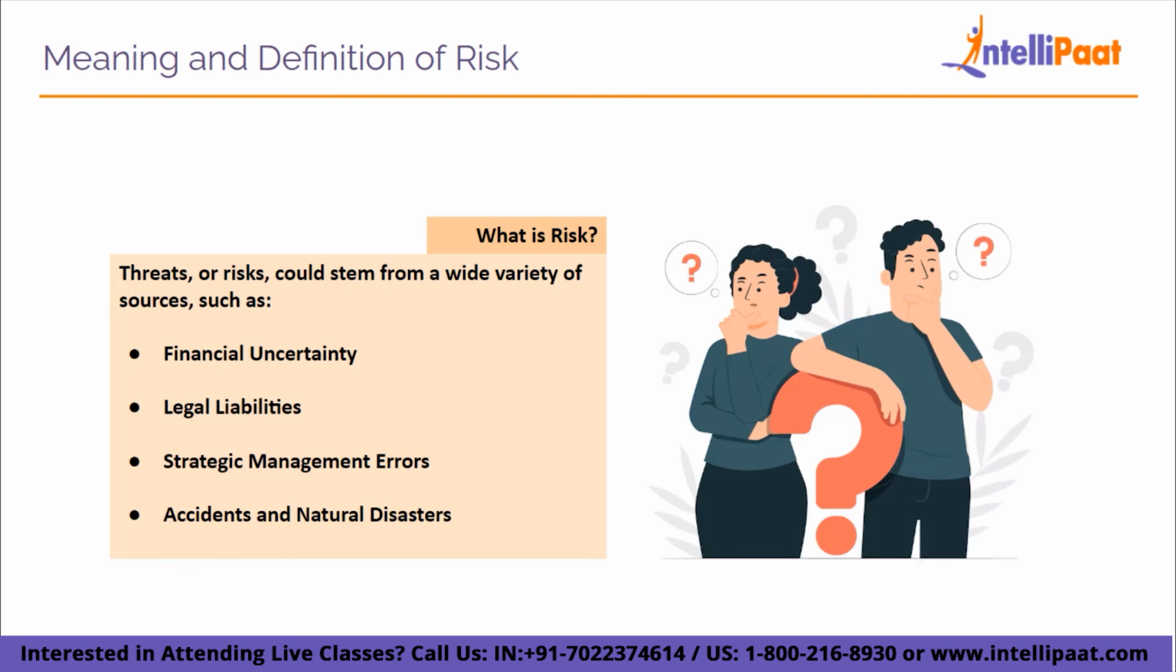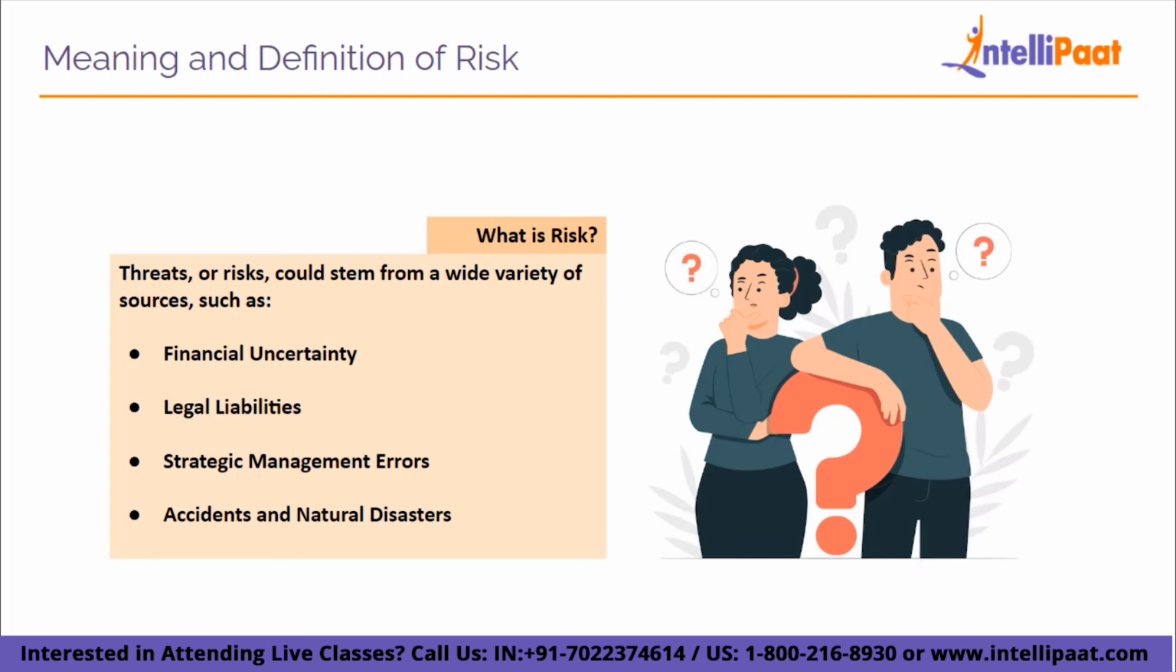And there is accident and natural disaster. All of us went through the COVID pandemic, and during that time, we saw a lot of businesses going bankrupt. The reason behind that is a natural calamity like COVID, right? Or there could be a flood situation where businesses will be completely wiped out. So these could be accidental and natural disasters that could lead to massive risk, right?